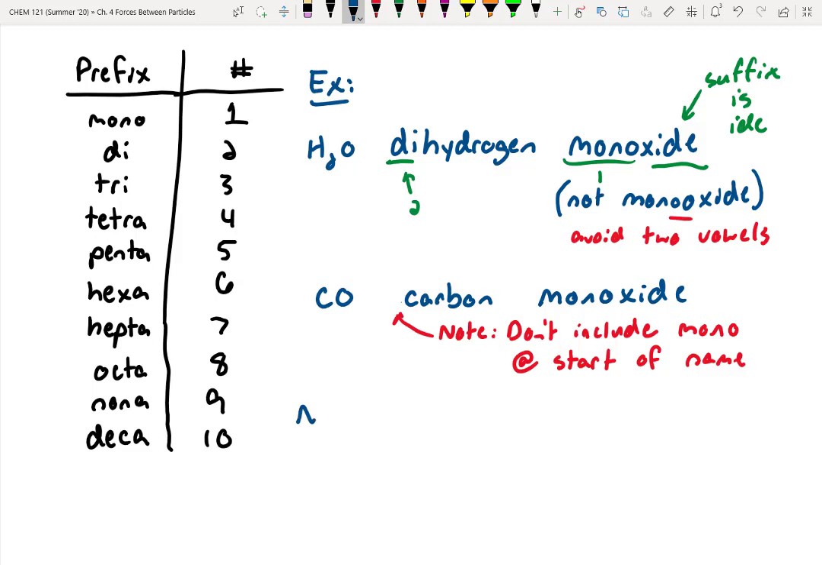All right, let's try another one. N2O4. So we've got two nitrogens, so I'd say dinitrogen. And then we've got 4 oxygens. So I'd go over here and look at 4, and I'd say, well, that has the tetra prefix.